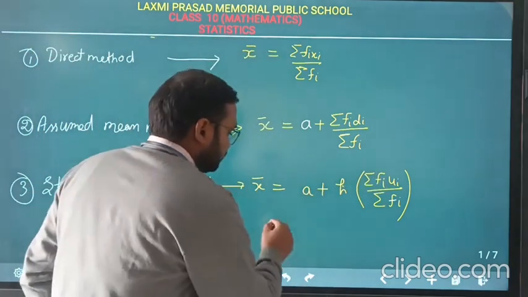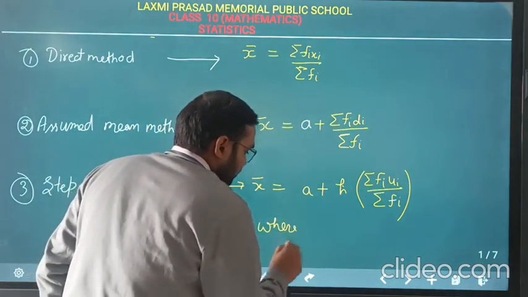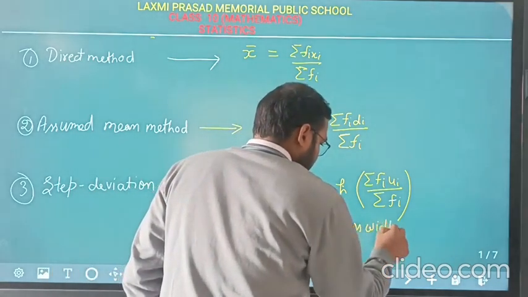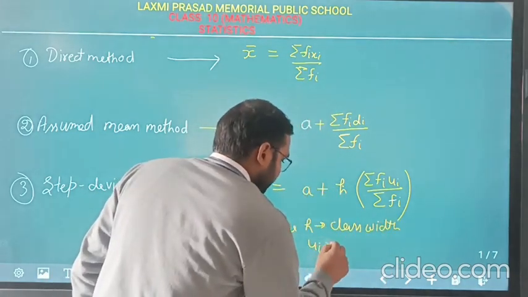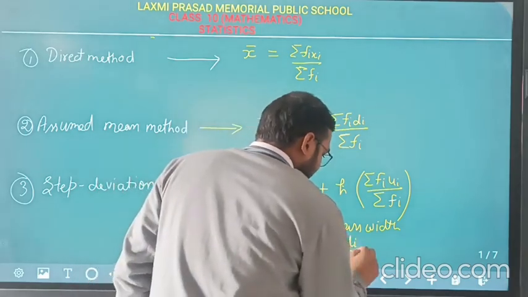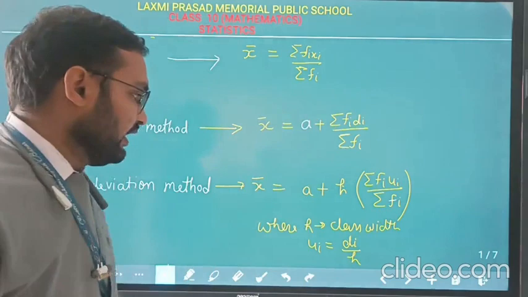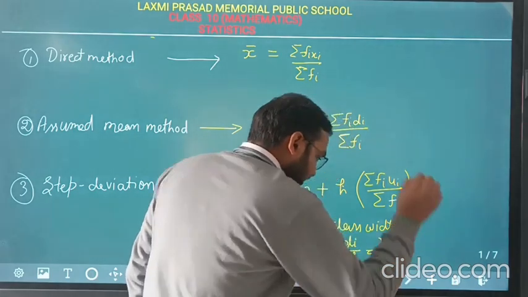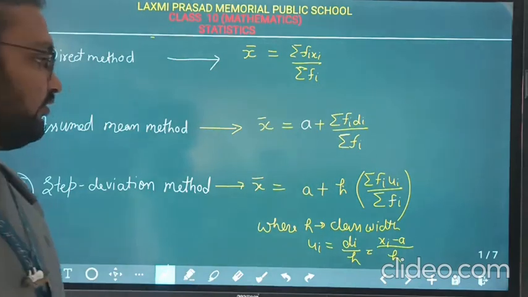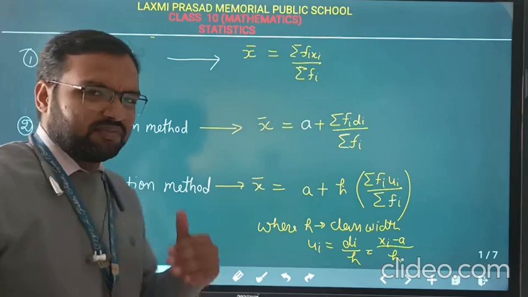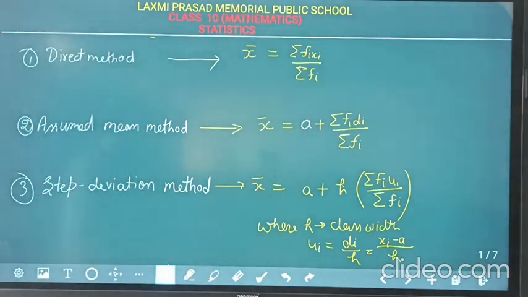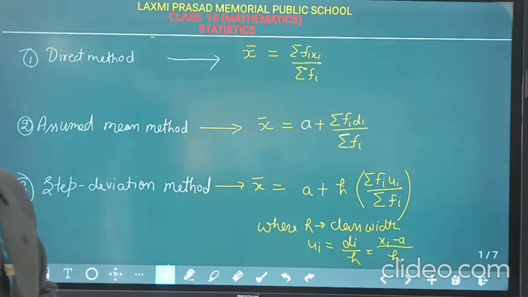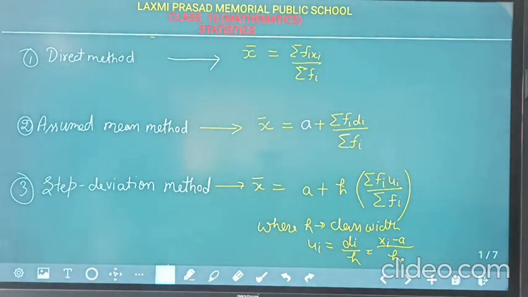And ui will be equal to what? Here we can write, where h is the class width, ui is equal to di upon h. Di upon h, that means xi minus a upon h. And we will use a somewhat different table in this method. We will learn this method by taking an example as a question.